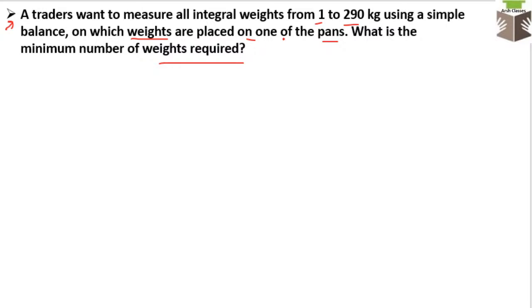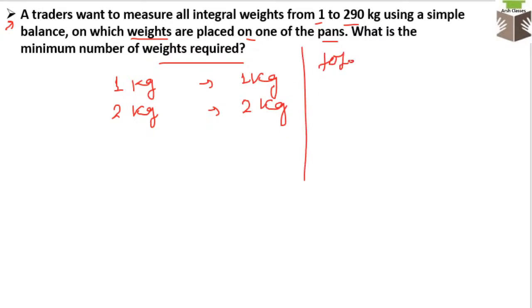So you know, guys, because the weights are placed on one of the pans only, to weigh 1 kg we require 1 kg. To weigh 2 kg, definitely we require a 2 kg. And we are writing the total sum that we will get here. So from 1, the sum is 1. Because 2 and 1, the sum we will get is 3. That means using 1 and 2, we can weigh till 3 kg. So next we will require 4 kg.